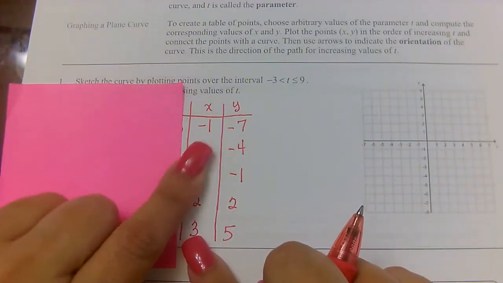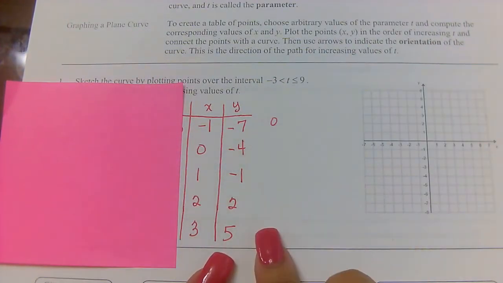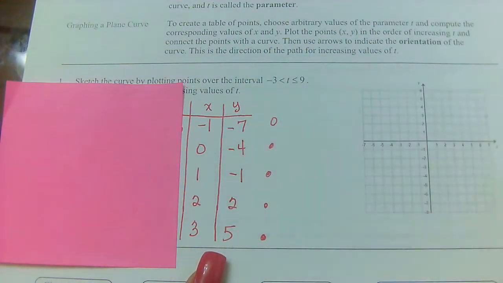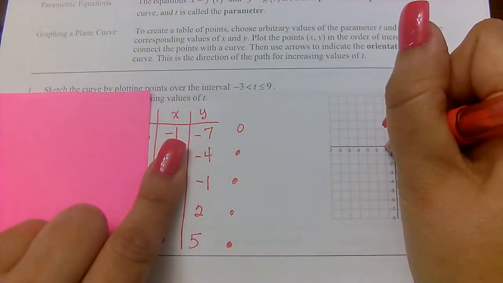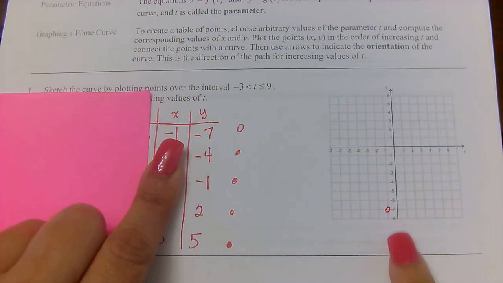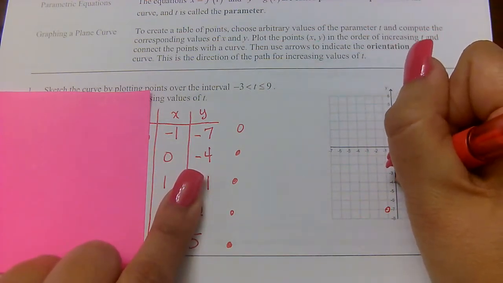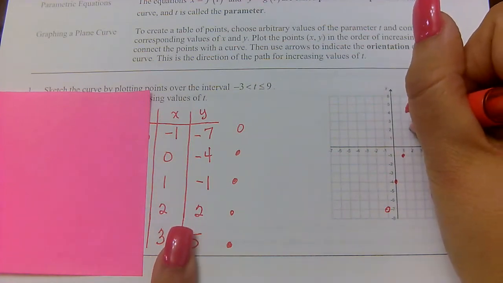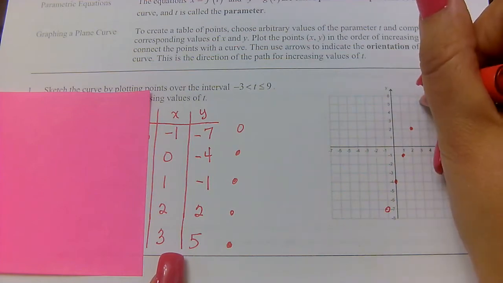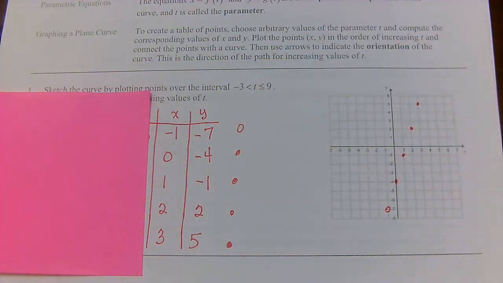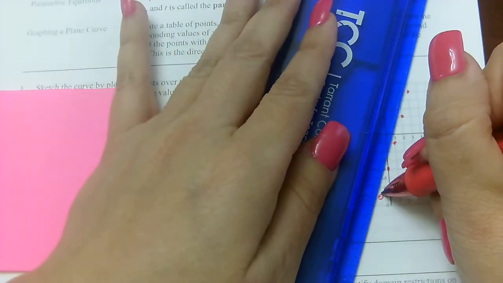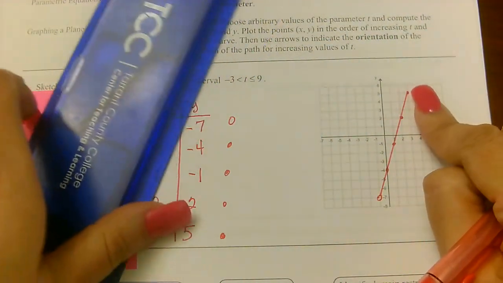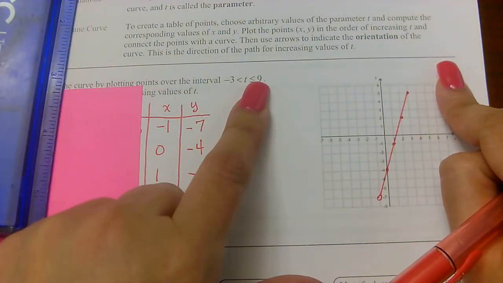This is an open section, and all the other ones will be included. So -1, -7, open circle here. 0, -4, closed. 1, -1, 2, 2, and 3, 5. Use my ruler, and I'm going to start here and go in that direction. I'm not going to go beyond this point because my limits go up to 9.